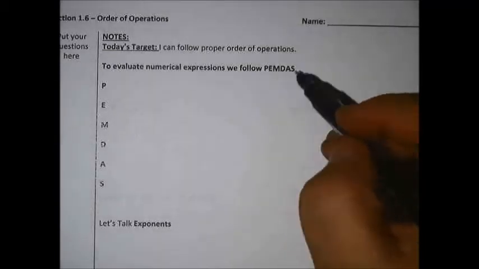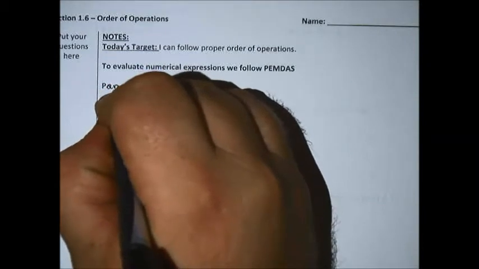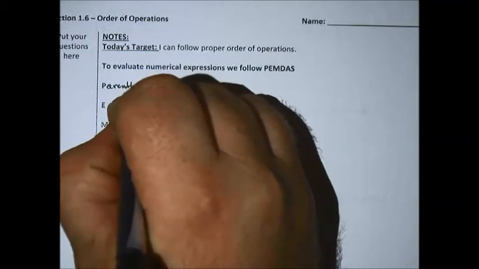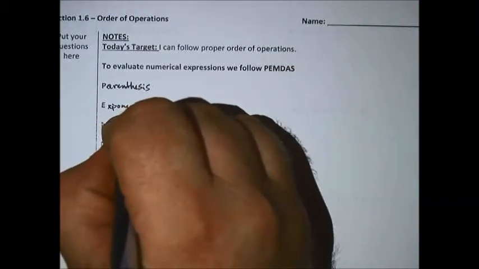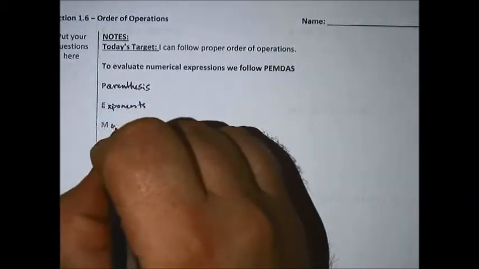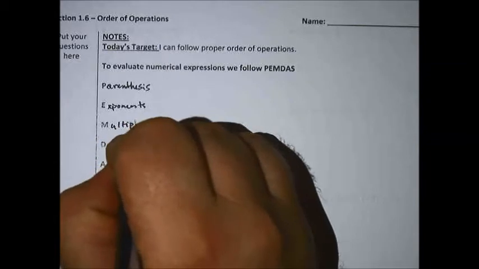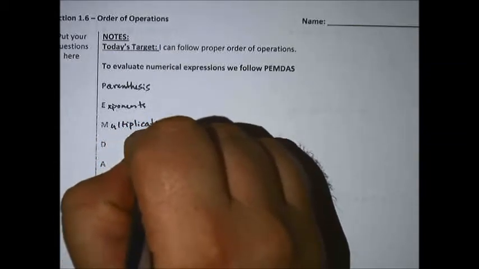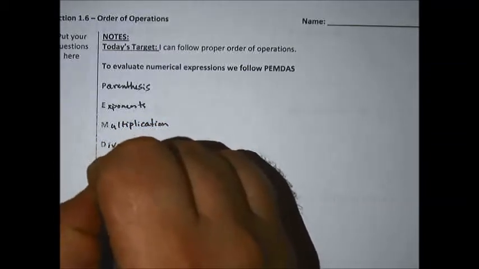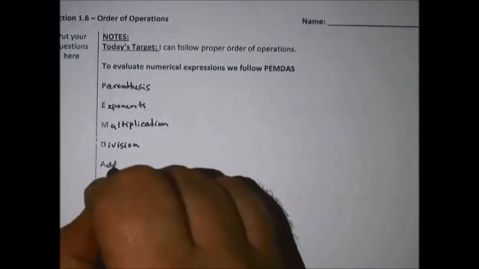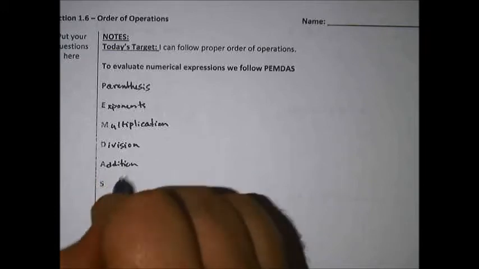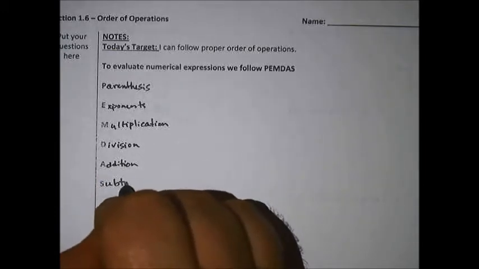We follow what's called PEMDAS. Maybe you've heard of it before. I hope so. We have parentheses, exponents, multiplication, division, addition, subtraction.